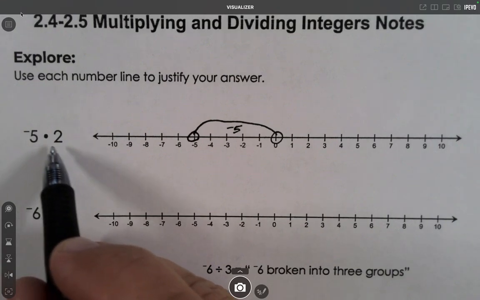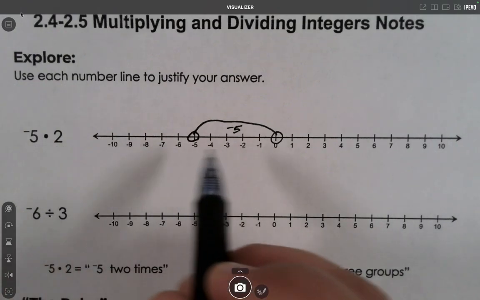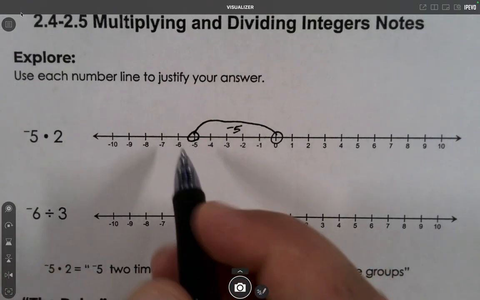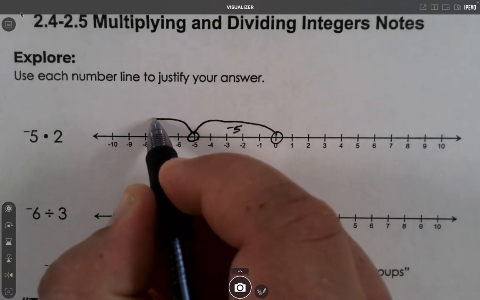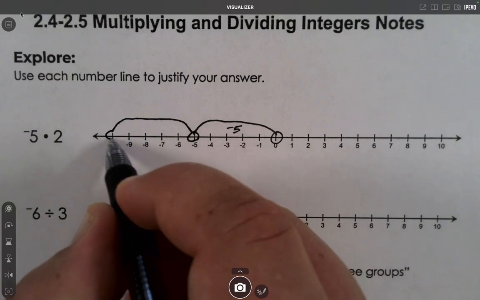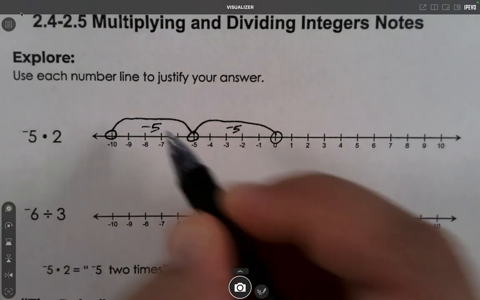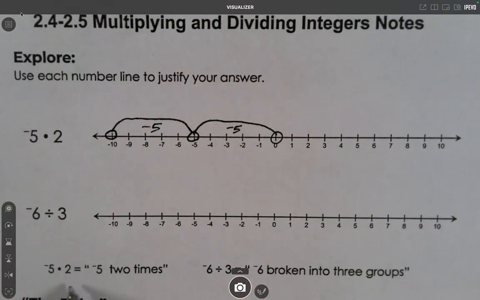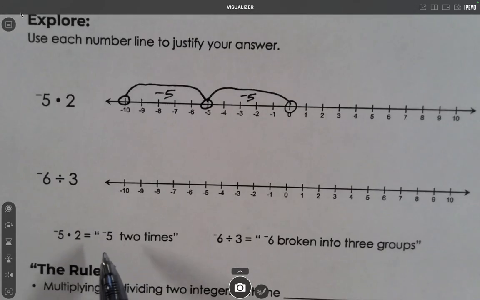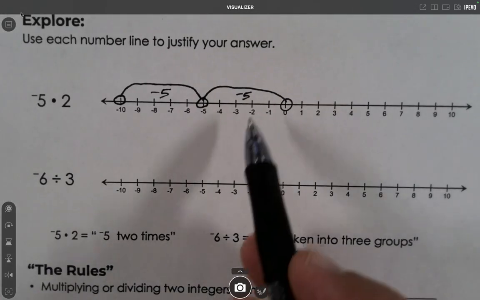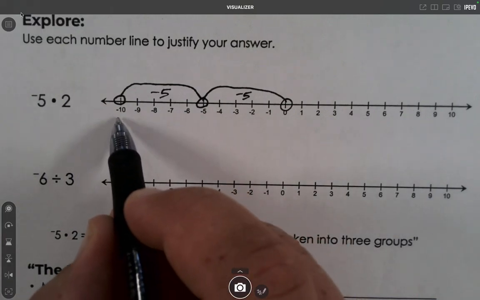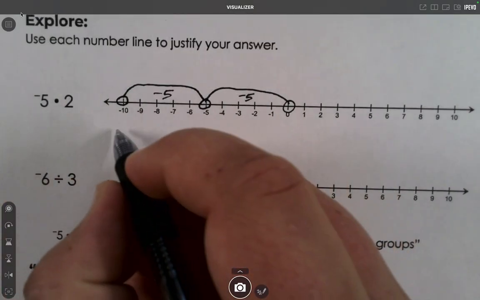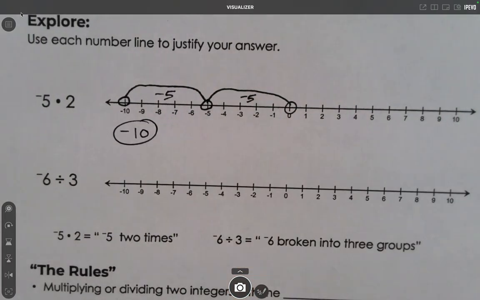But we multiplied it by 2. So you don't go down 5 times once, we go down 5 spots twice. So we go down 1, 2, 3, 4, 5 more. Because negative 5 times 2 is really just saying negative 5, or on a number line to the left 5, 2 times. And that shows you our endpoint, which means negative 5 times 2 is negative 10.